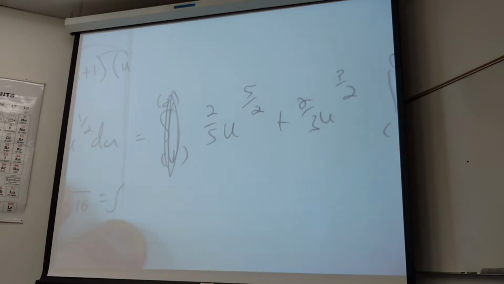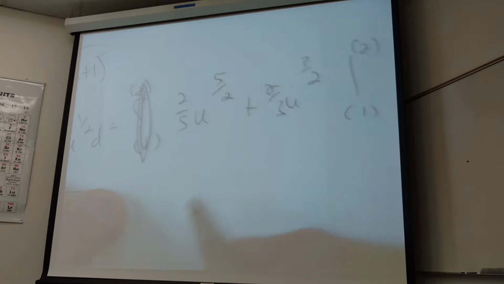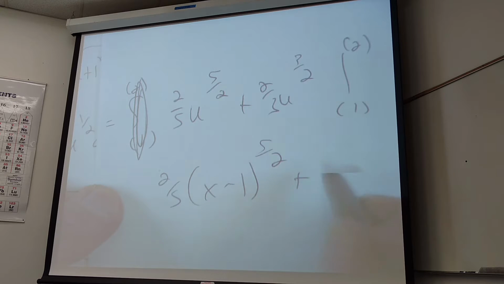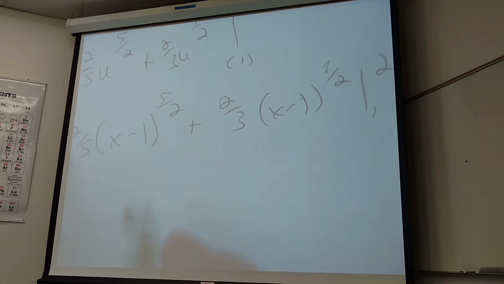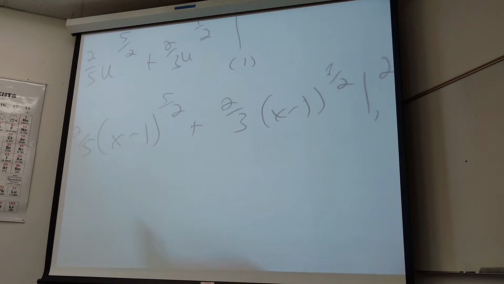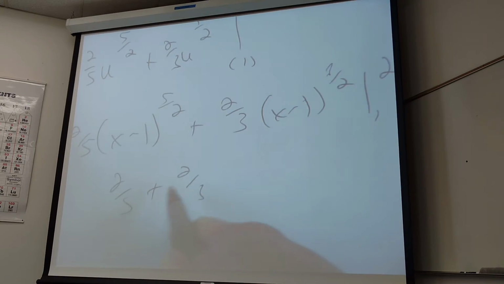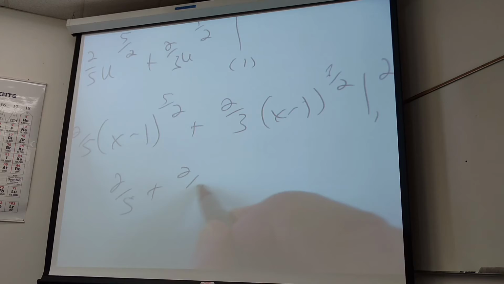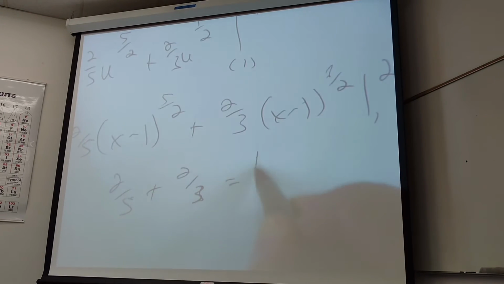Now I can just throw back in what u is in terms of x. All right, so it'll be 2/5 (x minus 1) to the 5/2 plus 2/3 (x minus 1) to the 3/2, from 1 to 2. So when I plug a 2 in, this is 1, 1, that's awesome. So we get 2/5 plus 2/3. When I plug a 1 in, everything's 0. That's great. So what's 2/5 plus 2/3? Yeah, 16/15, right?